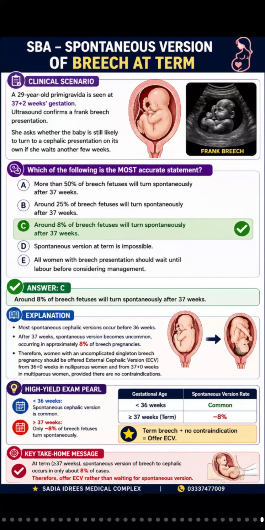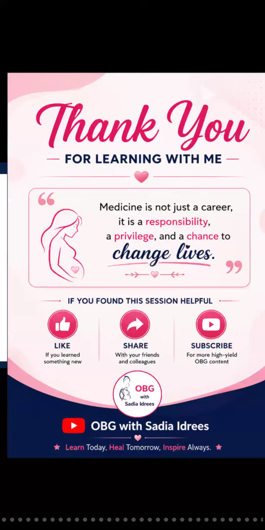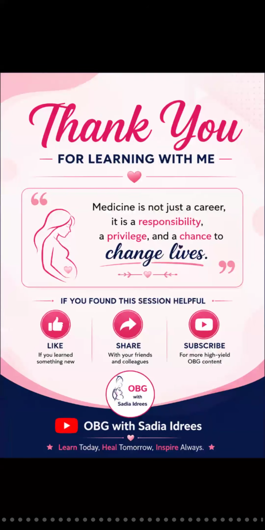Okay. Now, if a patient comes to you, term primigravida, she has planned vaginal breech birth at 39 weeks, delivery is uncomplicated, and baby cries immediately. During neonatal examination, the left upper limb appears limp, shoulders adducted and internally rotated, but the elbow is extended. The grasp reflex is intact, but Moro reflex absent. What is the most likely diagnosis? Erb's palsy, C5, C6. So I hope that you have learned something about breech presentation.